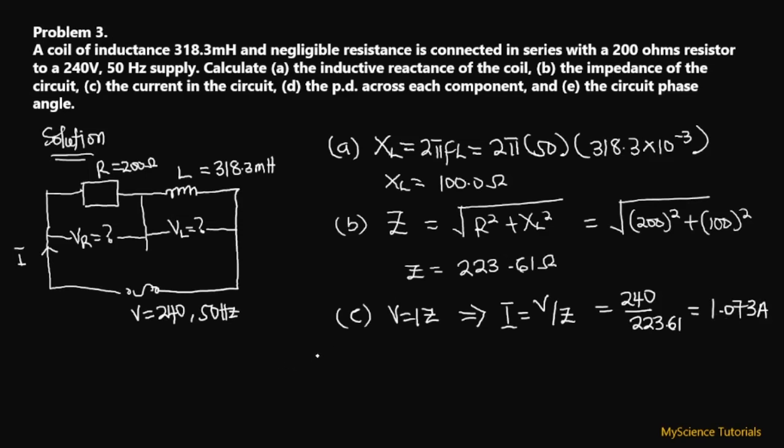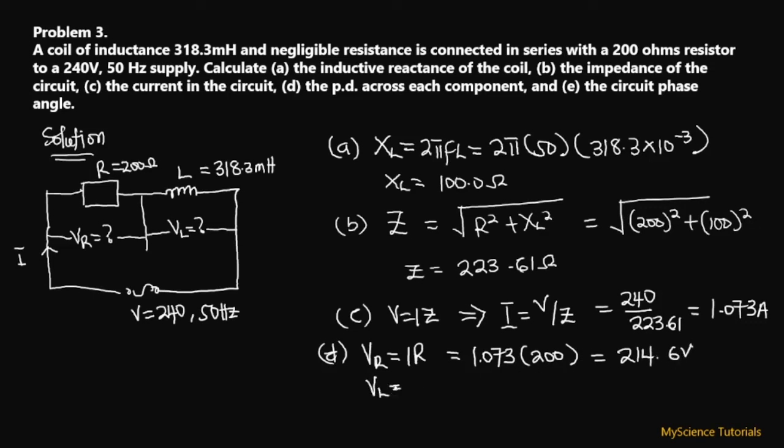Now, the D aspect of the question is demanding that we find the potential difference across each component, which is VR and VL over here. So let's do that. VR, which is the potential difference across the resistor, is going to be IR. And we found the I, which is the current, to be 1.073 multiplied by the resistance of the resistor, which is 200 over here. So if we do the multiplication, we are going to get, for our VR, 214.6 volts as our answer.